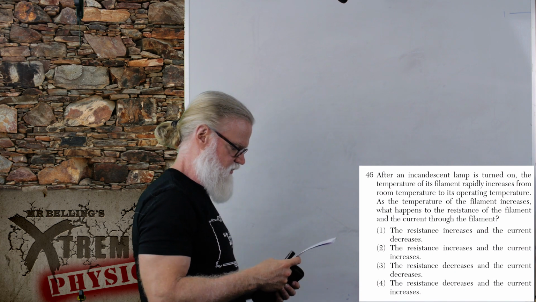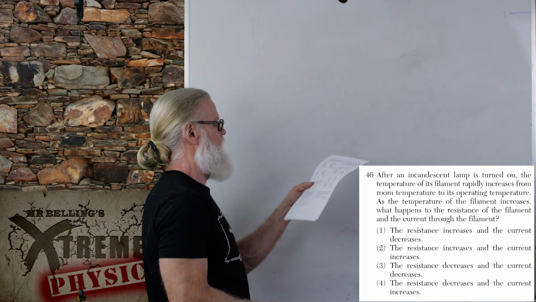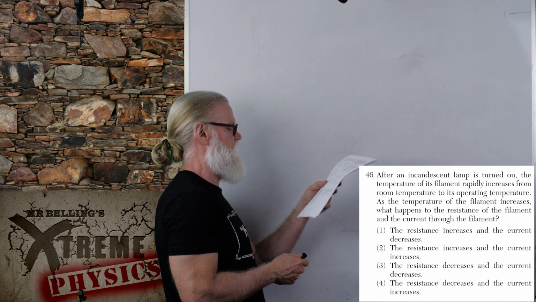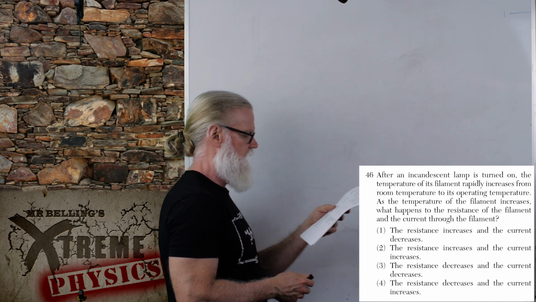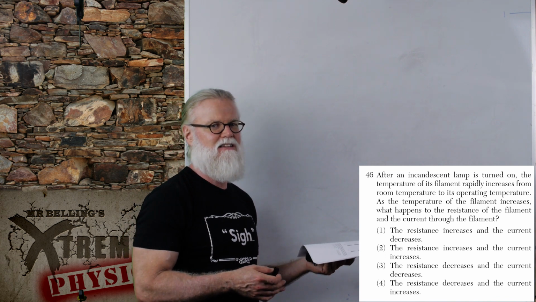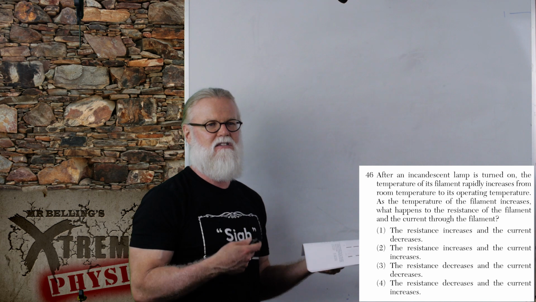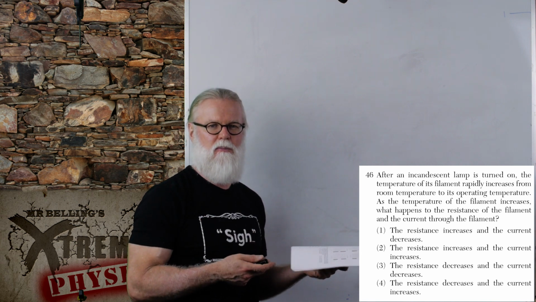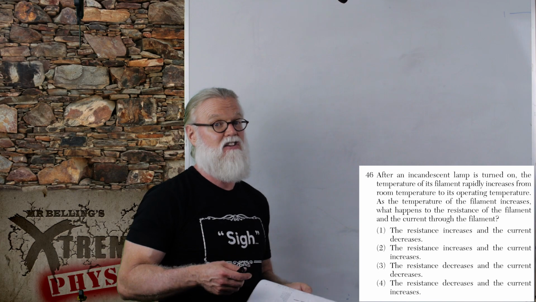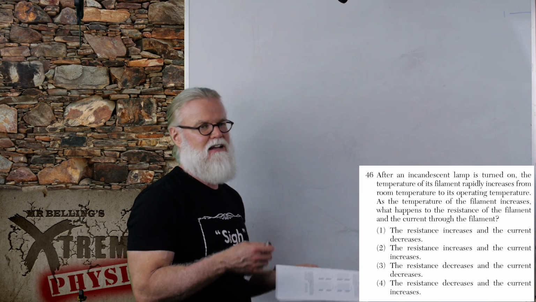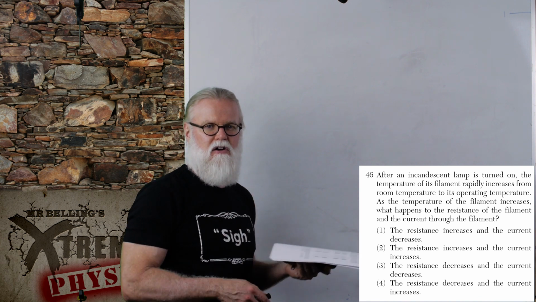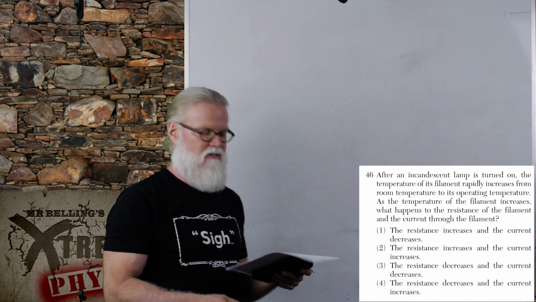After an incandescent lamp is turned on, the temperature of its filament rapidly increases from room temperature to its operating temperature. As the temperature of the filament increases, what happens to the resistance? All right, so when things get hot, you just need to know, and there's a clue that temperature affects how easy it is to move charge through objects. And if you look in the reference table, it says resistivity of certain materials at 20 degrees C. That implies that it changes with temperature. What you need to understand is, and you just need to know this, that as the temperature goes up, it's harder to move the current through the wires, and the resistivity goes up.